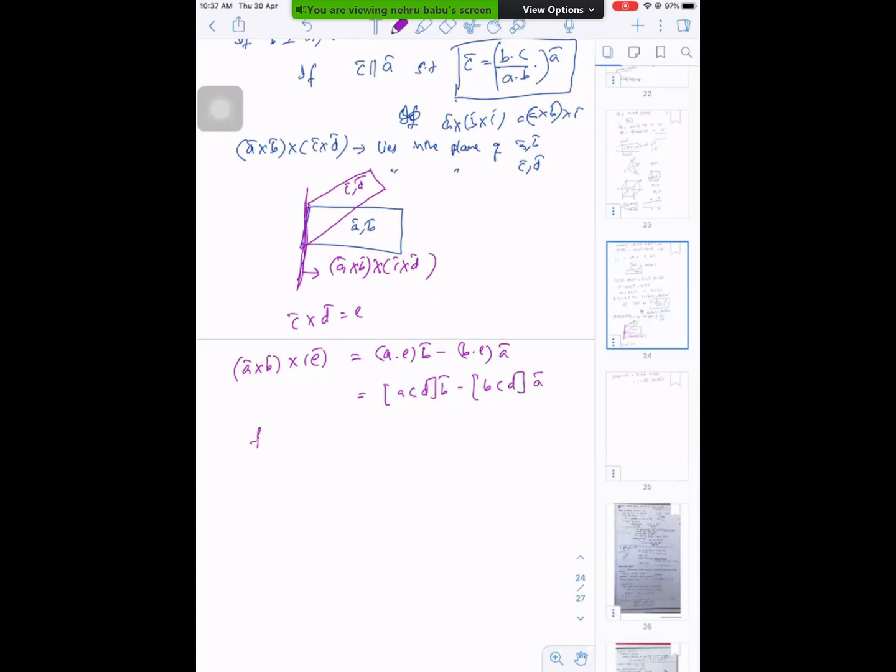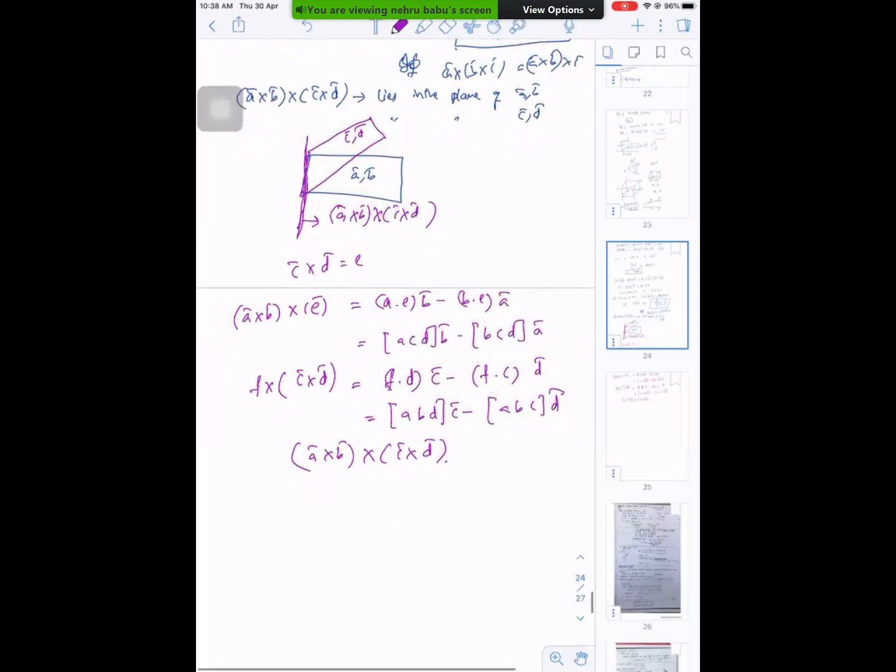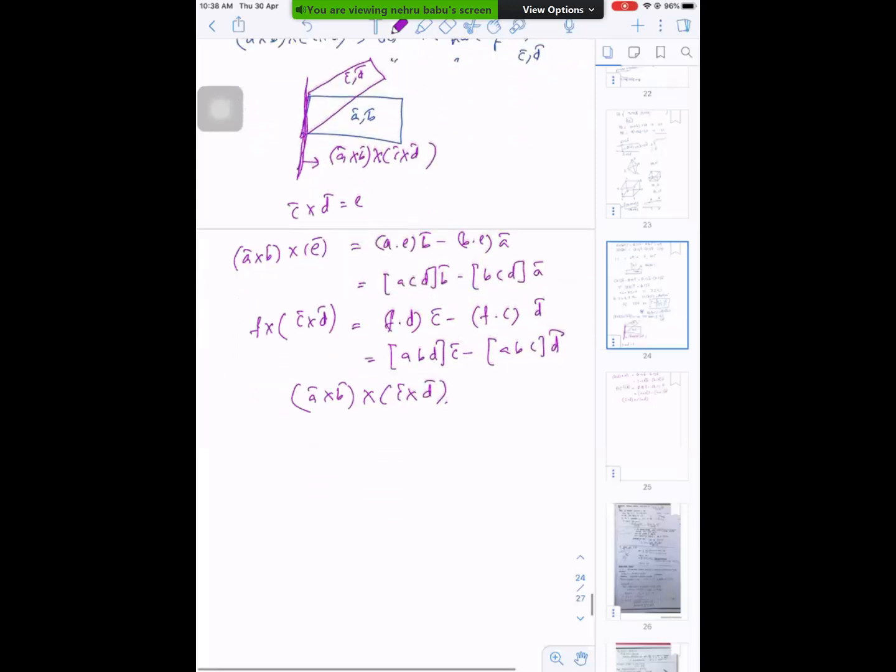Similarly, if you take A cross B as some F, then F cross C cross D gives F dot D into C bar minus F dot C into D bar, which is exactly the same as ABD into C bar minus ABC into D bar. So these two are giving our A cross B cross C cross D. Both are correct, so depending on the problem, you can expand in any way. So this is the product of 4 vectors.